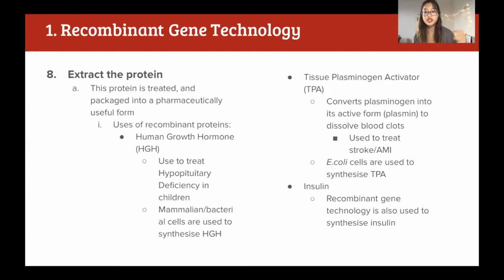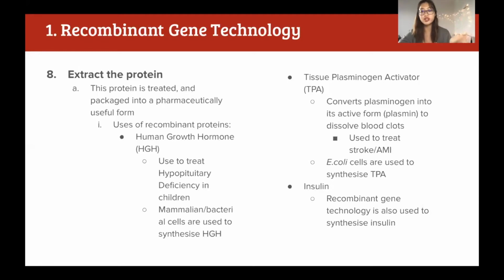So that's why you need tissue plasminogen activator to make sure that you have a steady supply of plasmin, to make sure that you never have any of these unnecessary blood clots just plugging up your system and causing all sorts of mayhem. So E. coli cells are used to synthesize tissue plasminogen activator.